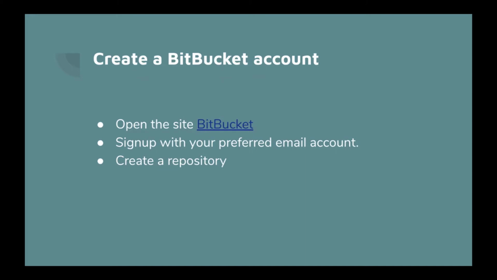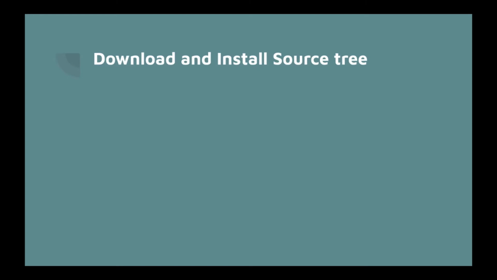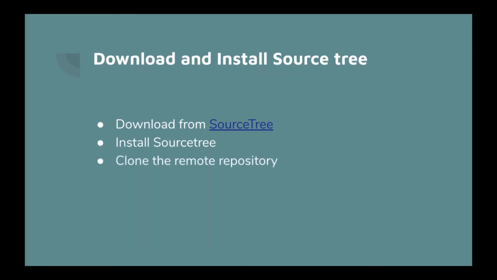Okay, so the next step will be to download and install Sourcetree. First, download it from the official Sourcetree site, then install Sourcetree, and then clone the remote repository. And I'll show you how to do that. I already downloaded it from Sourcetree. I'm now trying to install that. Let me show you how to install it.